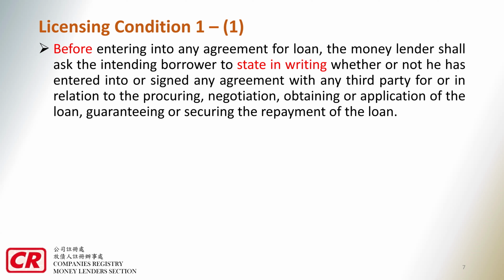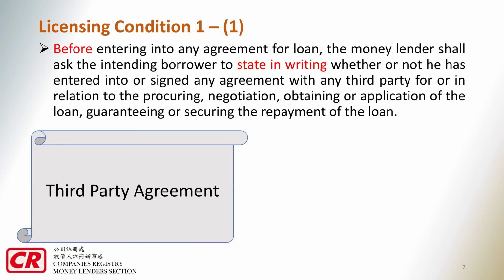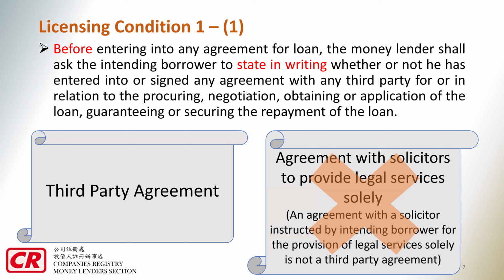According to Licensing Condition 1, before entering into any agreement for loan, the moneylender shall ask the intending borrower to state in writing whether or not he has entered into or signed any agreement with any third party for or in relation to procuring, negotiation, obtaining, or application of the loan, guaranteeing or securing the repayment of the loan. And this agreement is the so-called third-party agreement. And please note that an agreement with a solicitor instructed by the intending borrower for provision of legal services solely, for example, to review the loan documents, is not a third-party agreement.